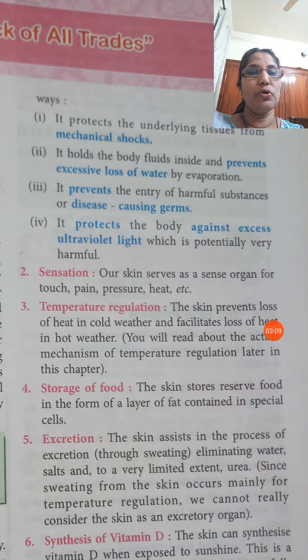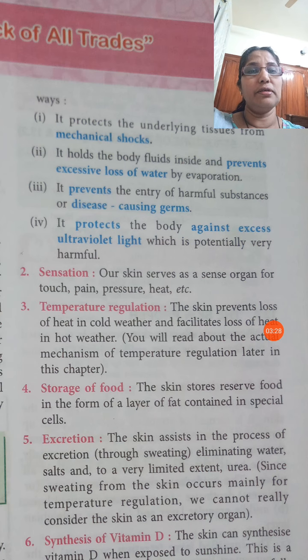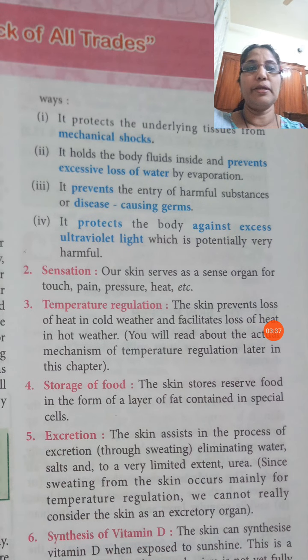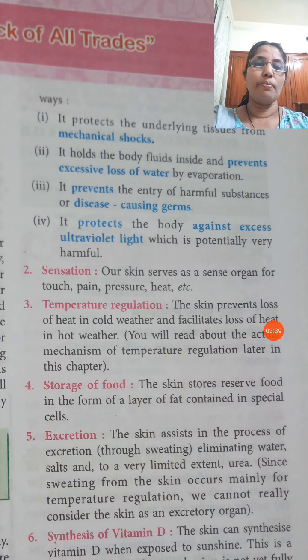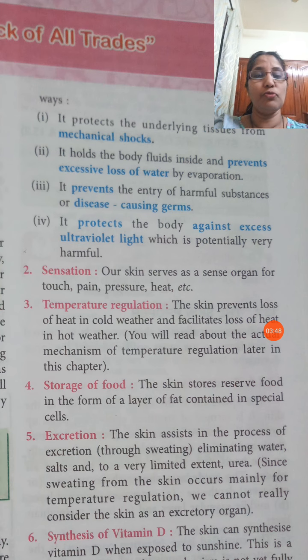Then it also regulates the temperature of the body, because we know that through the skin a lot of heat is radiated out. At the time of cold season, certain fatty cells below the skin can insulate our body. So skin helps us. Then again, we know that by the process of perspiration or by sweating, it can give out a lot of heat through the skin. All these things happen.